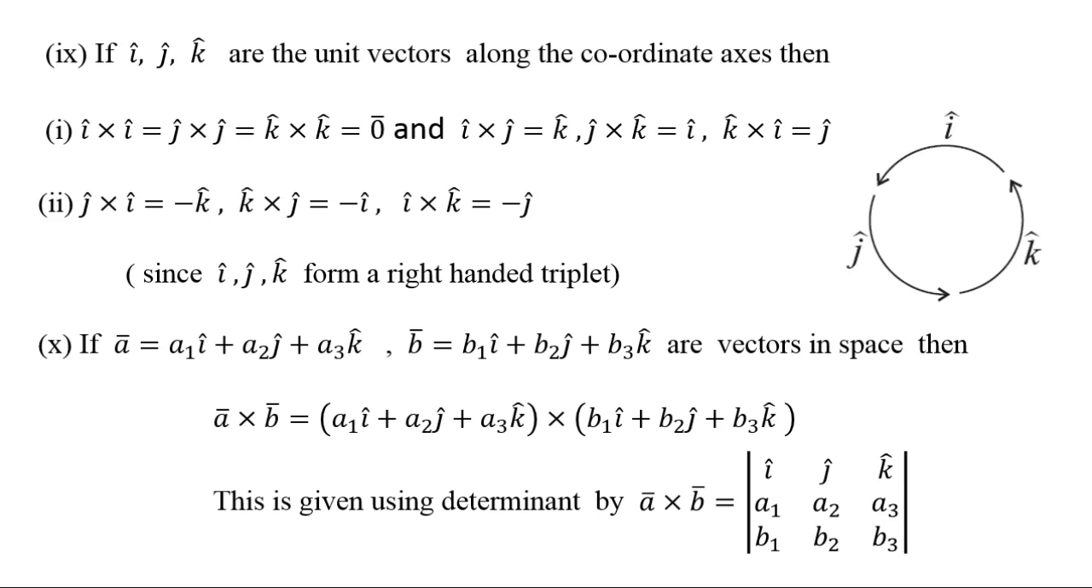Okay, some more properties are also there. I, j, k are unit vectors along coordinate axis. Then first property is I cross I is 0 bar because angle between them is 0. J cross j, k cross k is also 0. And I have told you that I cross j is k, j cross k is I, and k cross I is j. This diagram also helps us. I cross j is k, k cross I is j, j cross k is I. And if we go in reverse direction, that means if I take j cross I, that is minus k, I cross k, that is minus j, and so on.